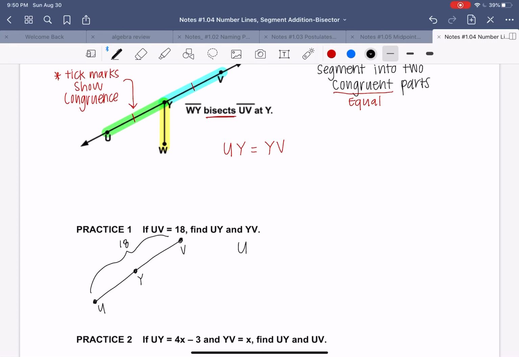Well, remember, UY is equal to YV. We have two congruent parts. So if they're congruent, I can take my whole and divide it by 2. Well, 18 divided by 2 is 9. So that means that UY equals 9 and YV equals 9 units.